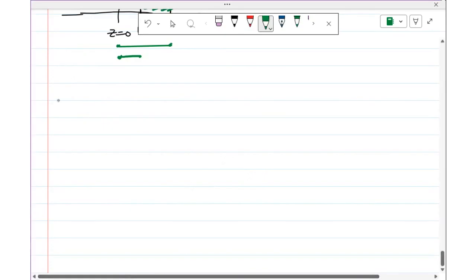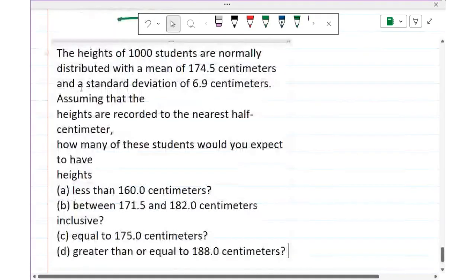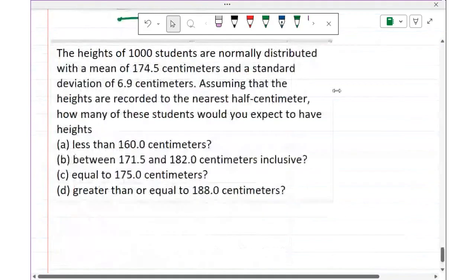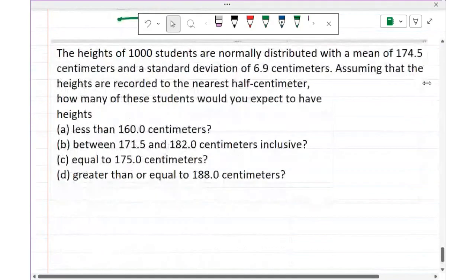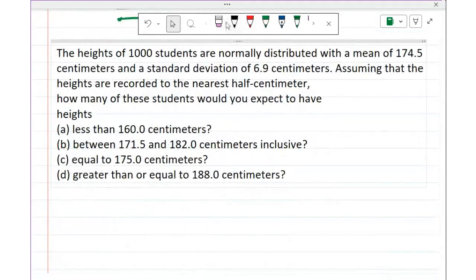So the question is on your screen. It is related to this same kind of continuity correction, but here the continuity correction number will be different.